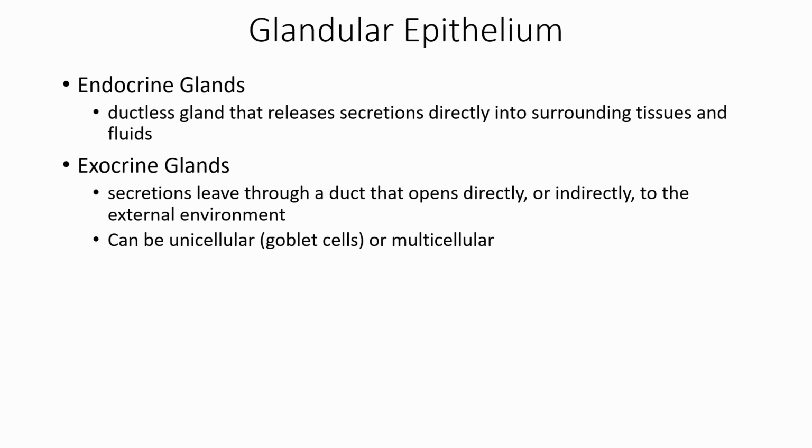So they have some sort of duct that opens directly or indirectly to some sort of external environment. They can be unicellular like the goblet cells, or they can be multicellular. So the goblet cells we saw that secrete mucus, they're secreting mucus into the trachea, like the open space in your trachea. Those would be exocrine glands that are unicellular.